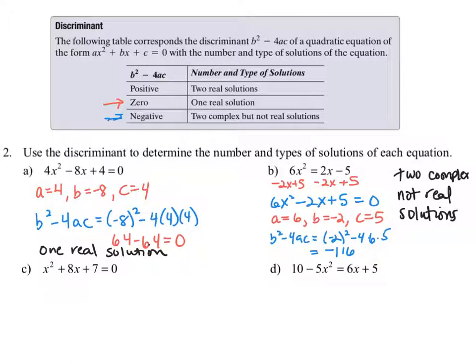Okay, now example C, we have the quadratic equation x squared plus 8x plus 7 equals 0. We can identify the a, b, and c. a is equal to 1, b is equal to 8, and c is equal to 7. So using the b squared minus 4ac, that's going to be 8 squared minus 4 times 1 times 7, and that equals 36. So that means we have a positive number, so that means we have two real solutions.